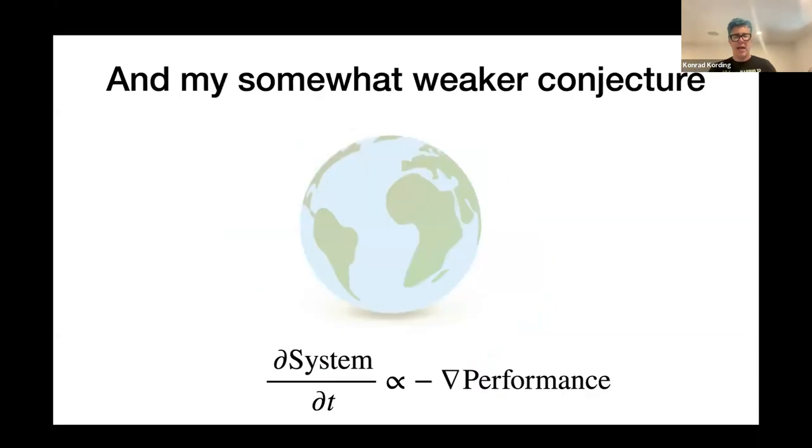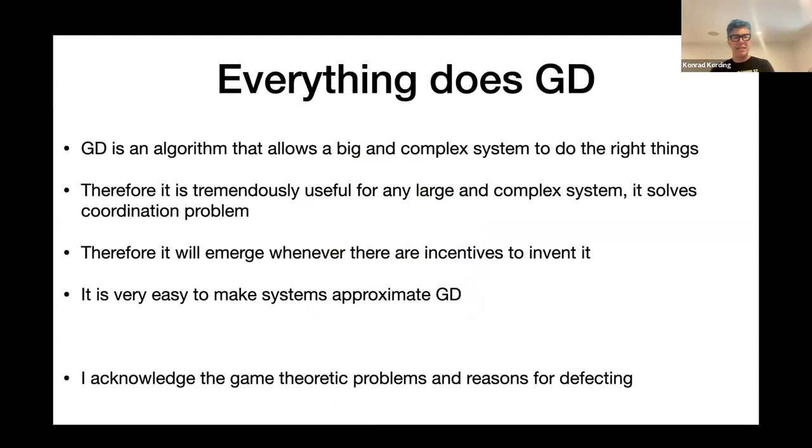And so let's go a little further here. I should also say that for any system that works in the world, take the economy, take ecosystems, take anything that works in some meaningful definition of works, we should expect the system moves in the direction of making performance better. When it comes to the economy, this is not part of this talk, but I believe I can describe exactly how it does that, with money approximating gradients. So everything does gradient descent. Gradient descent is an algorithm that allows big and complex systems to do the right thing. Therefore, it's tremendously useful for any large and complex system. It solves the coordination problem. Therefore, it will emerge whenever there are incentives to invent it. I believe that an anthill does gradient descent. I believe that an individual bacterium, with its biochemical cascades, does gradient descent. And it's very easy to make systems approximate gradient descent.